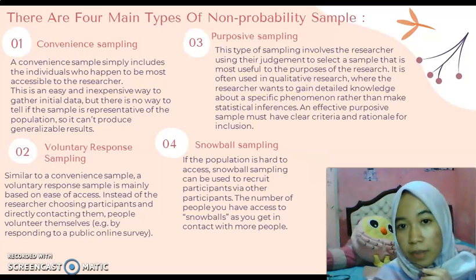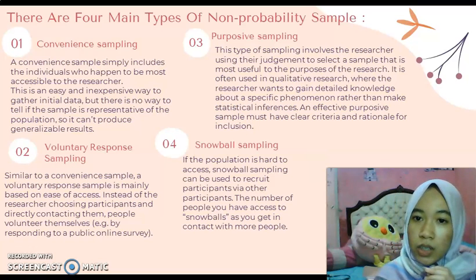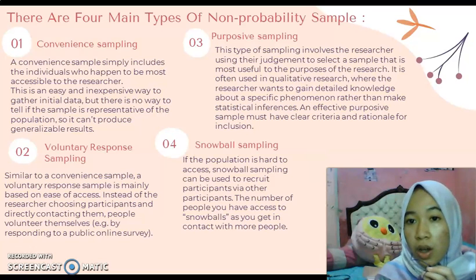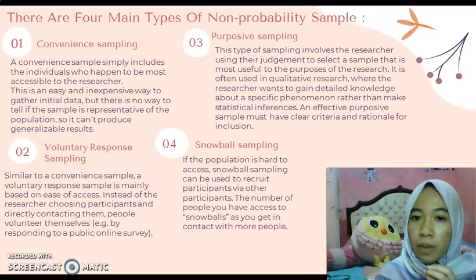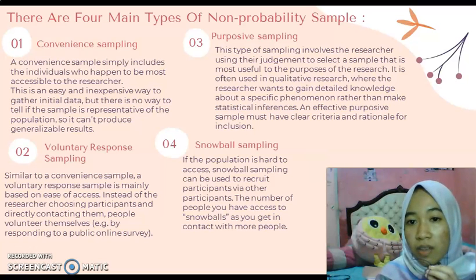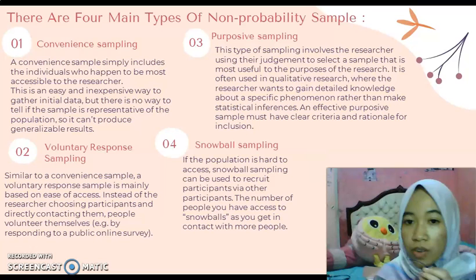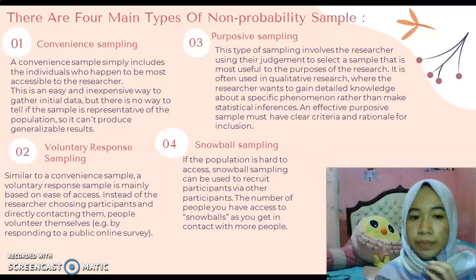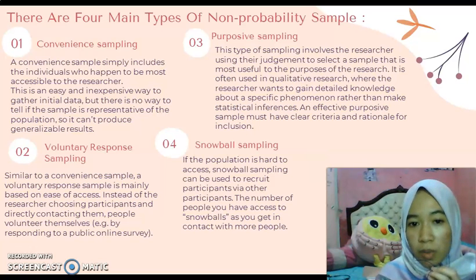This type of sampling involves the researcher using their judgment to select a sample that is most useful to the purposes of the research. This is often used in qualitative research, where the researchers want to gain detailed knowledge about a specific phenomenon rather than make statistical inference. An effective purposive sample must have clear criteria and rationale for inclusion. And last is snowball sampling.